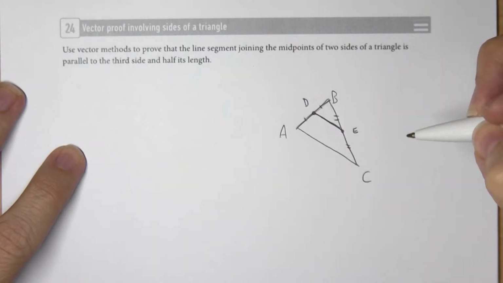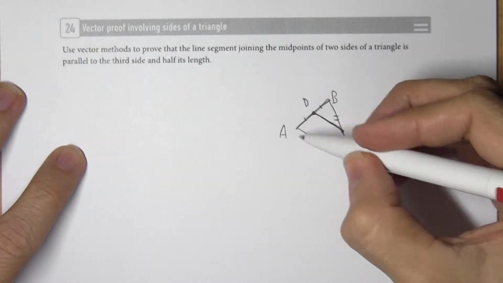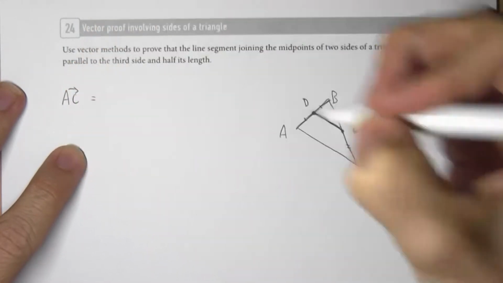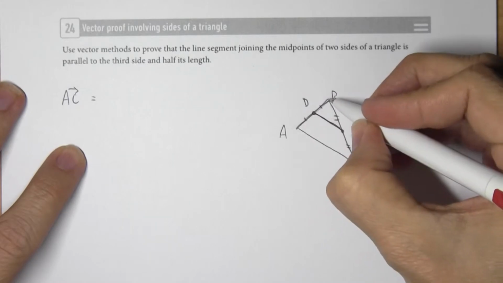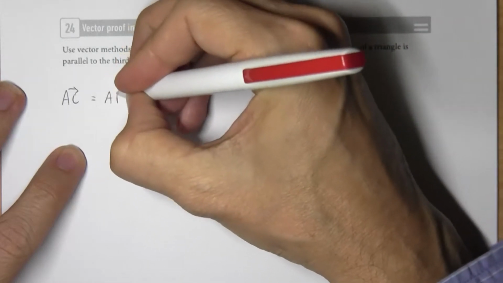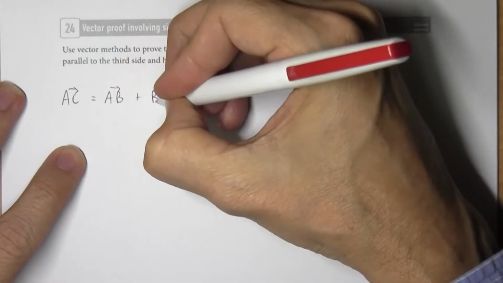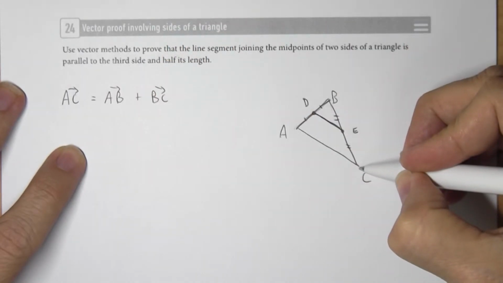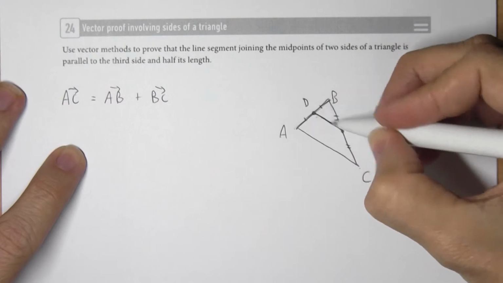Well, have a think about this. If I'm going to get from A to C, one way to do so is to go via B. AB plus BC. Okay, why do I do that? Because I'm going to use it to get this bit here.